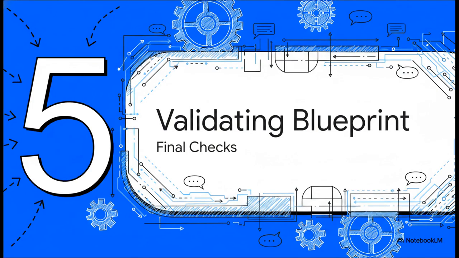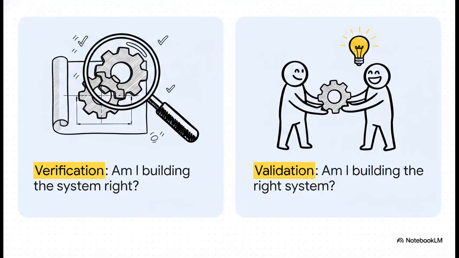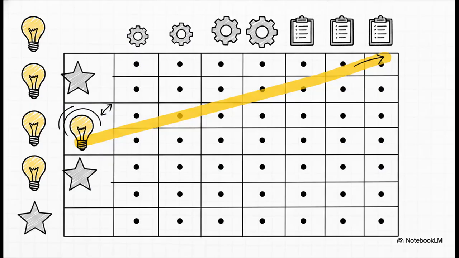Which brings us to our final core phase, Section 5, Validating the Blueprint. Okay, pay attention to this one, because it's honestly one of my absolute favorite concepts from this entire explainer. It's a great little mnemonic to remember the difference between verification and validation. Verification asks, am I building the system right? Meaning, did I correctly write down all the technical specs we talked about? But validation asks, am I building the right system? That means taking this document back to the customer and asking, is this actually what you need? Will this solve your business problem? You absolutely need both.